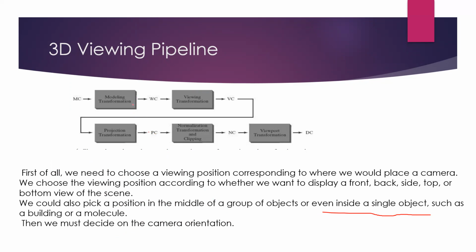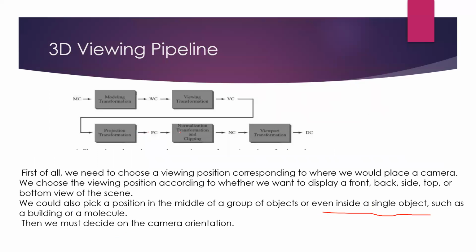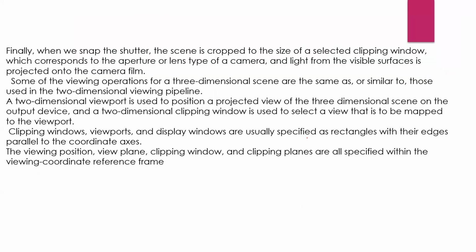This 3D viewing pipeline consists of five transformations. First one is the modeling transformation and the viewing transformation, and this viewing transformation is connected to the projection transformation, and it will connect to the normalization transformation and clipping, and the normalization and clipping will move on to the viewport transformation, and the device coordinates will be produced.